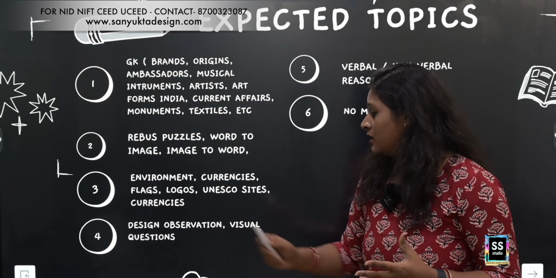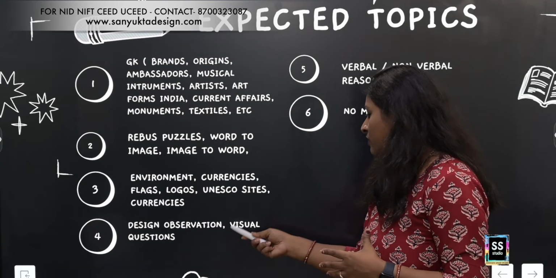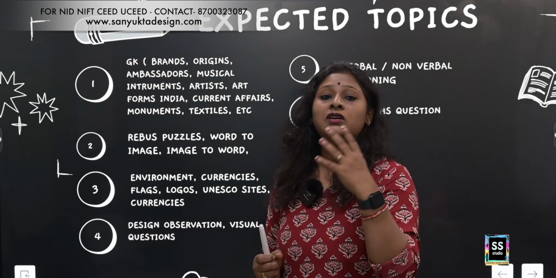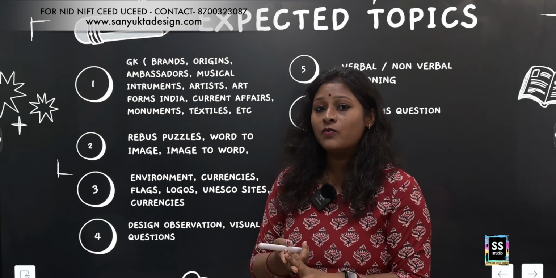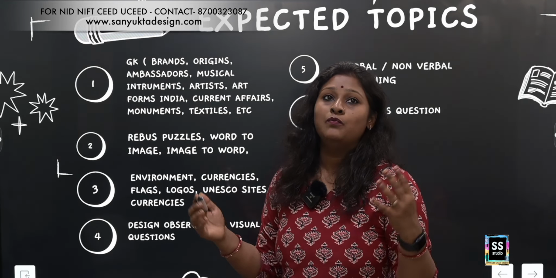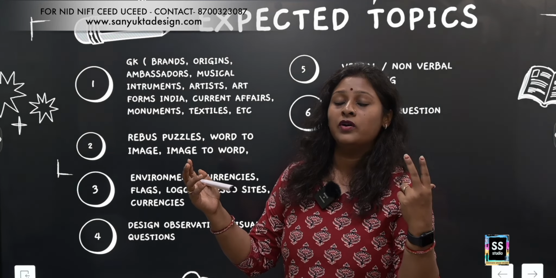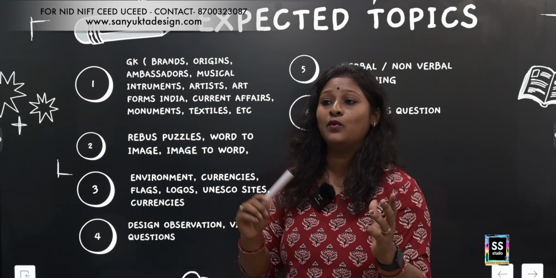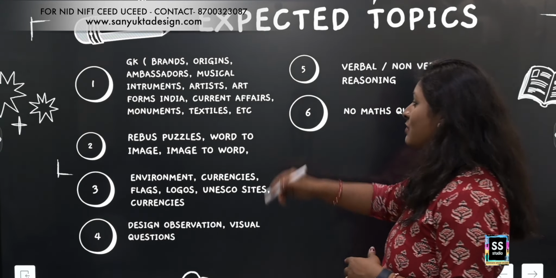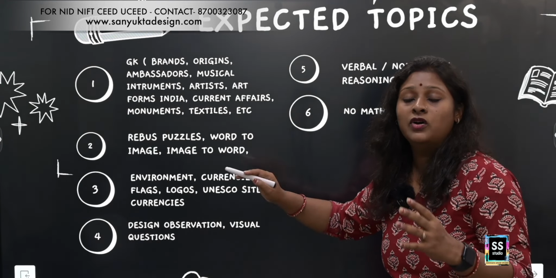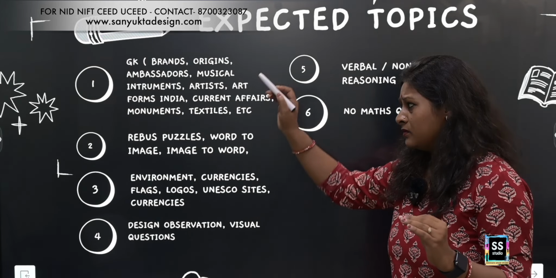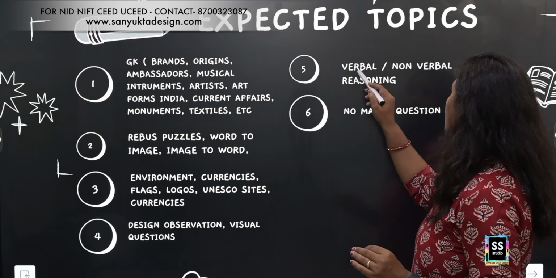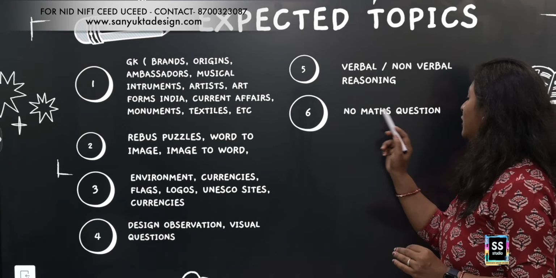Again, another category is design, observation and visual questions, where maybe you'll be asked about the similarity between two art forms. Maybe you'll be asked about two important monuments which have a similar structure and design, and what we call them. So you must be prepared for these types of questions for your GAT for NID. Again, the other topics are verbal and non-verbal reasoning and no maths question.